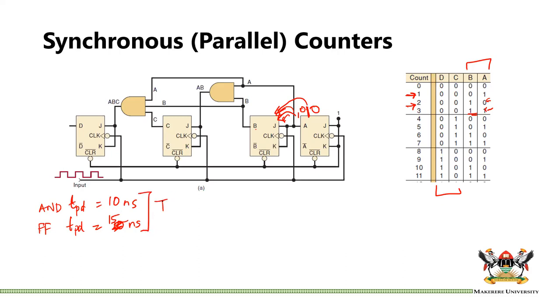Now, because this is the total delay, remember the T clock should be, or we can say F should be less or equal to 1 over total delay, so to speak. So now the frequency is now less or equal to 1 over 25 nanoseconds, which is obviously 400. Is it 40? I think it may be 40. Yes, it is 40 megahertz, right.